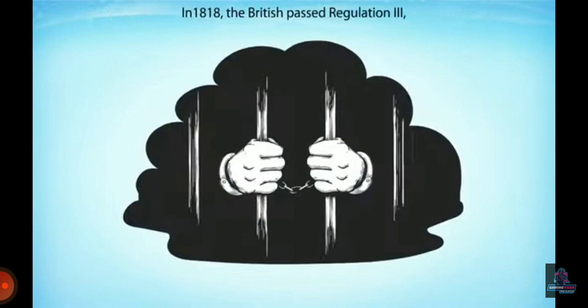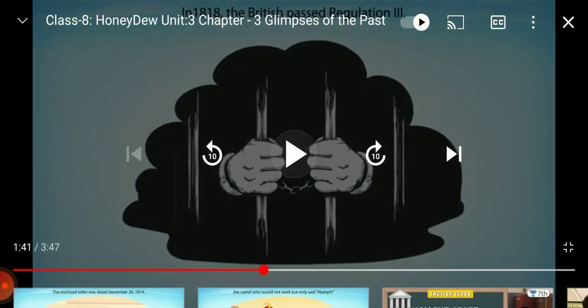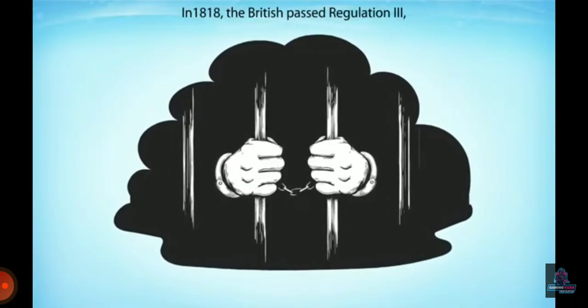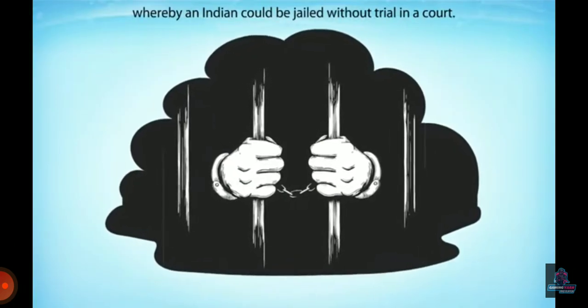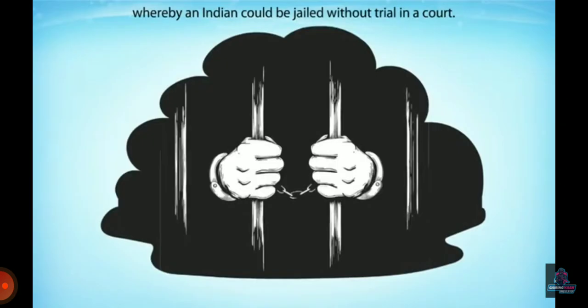In 1818, the British passed Regulation 3. It's a rule; they passed many rules about Indian people. Under Regulation 3, an Indian could be jailed without trial in a court. Without proof, without going to a court, they could be sent directly into prison. It means they tried to make us slaves. Whatever rule they passed, we should follow.